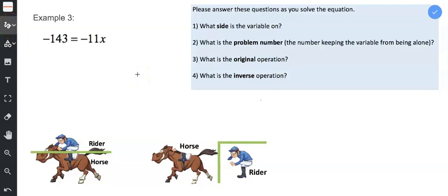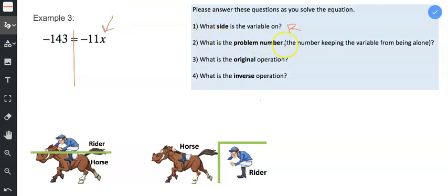In this video, we're going to go over example 3 and example 4 on one-step equations involving multiplication. I'm going to start by just drawing a line down the center of the equation to separate the left side of the equal sign from the right side of the equal sign. And then it says what side is the variable on, and the variable is on the right side. The x is the variable, and it's over here on the right.